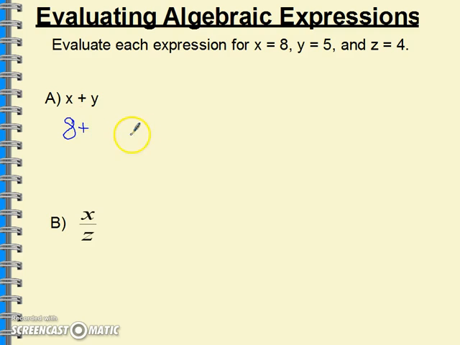So we continue to write a plus sign. We have y equals 5, so we can substitute the y in the expression here for 5. Since it wants us to evaluate each expression, we simply add 8 and 5, and we get a result of 13. Take a minute to pause the video and try B.